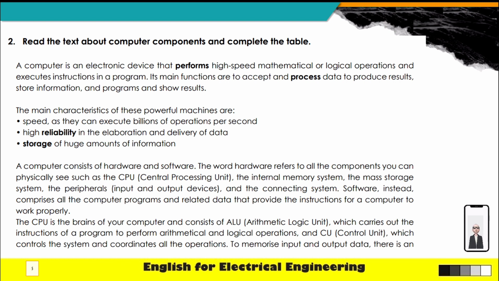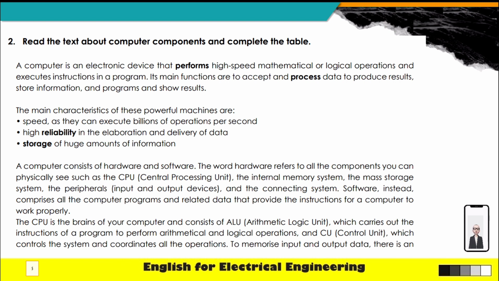The word hardware refers to the components you can physically see, such as the CPU, the central processing unit, the internal memory system, the mass storage system, and the peripherals, input and output devices, and the connecting system. Software instead comprises all the computer programs and related data that provide the instructions for a computer to work properly.